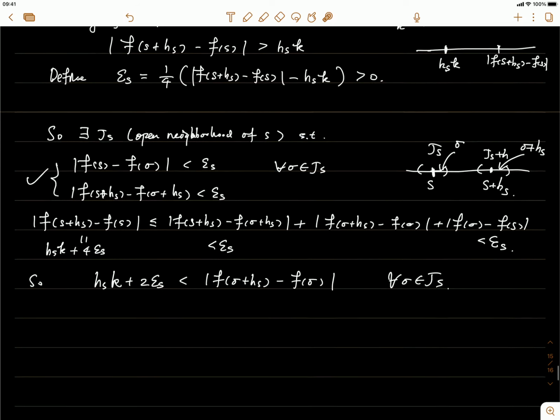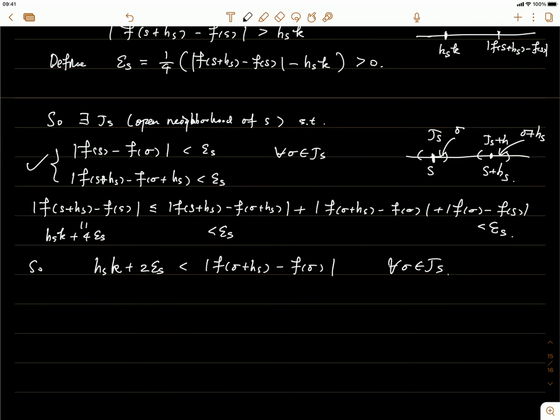I will have this. Now consider the whole interval 0, 1. Then apparently the interval 0, 1 is covered by the union of this Js, where s is in 0, 1.